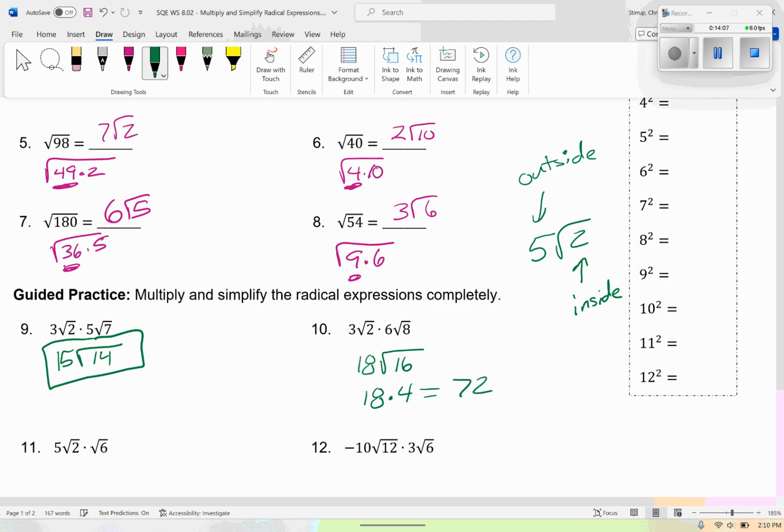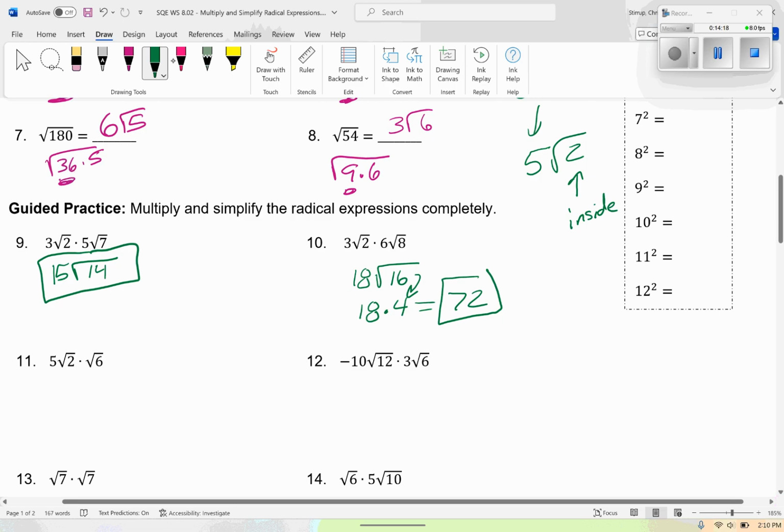That's right. Hey, where did the square root signs go? Well, the square root went away right there, right? So 72's answer is no square root. That's done. So the square root sometimes will go away. Sometimes it'll stay in there.